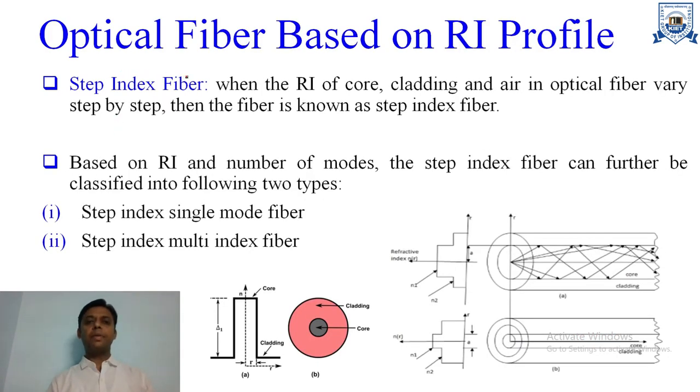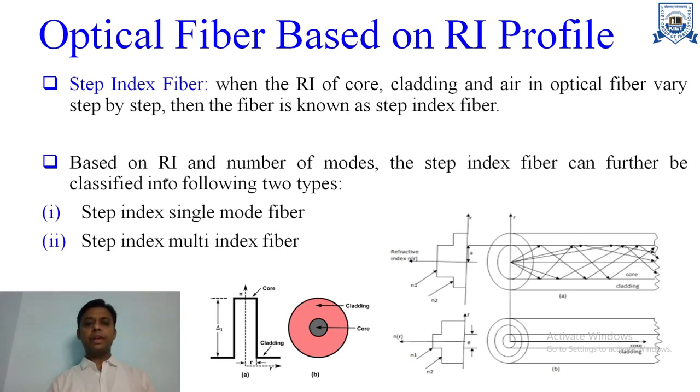Now, optical fiber based on refractive index profile. These are also two types: step index fiber and graded index fiber. When the refractive index of the core, cladding and air in an optical fiber varies step by step, the fiber is known as step index fiber. We can see clearly here a representation of a step. This is the fiber axis, and this is the refractive index of the core and that is the refractive index of the cladding. So that makes a step. So these are called step index optical fiber.